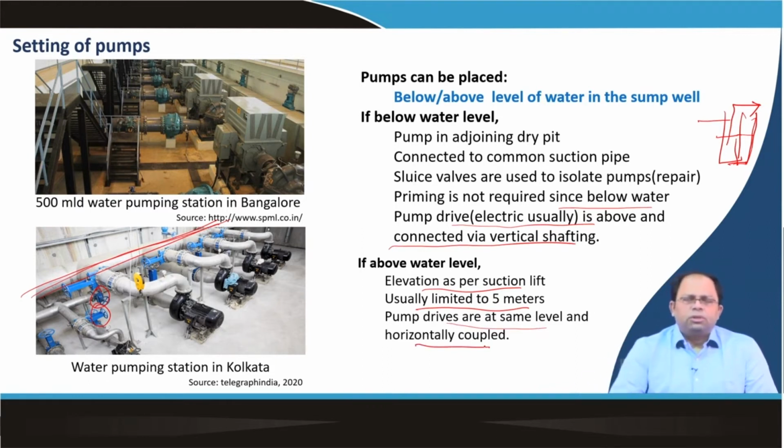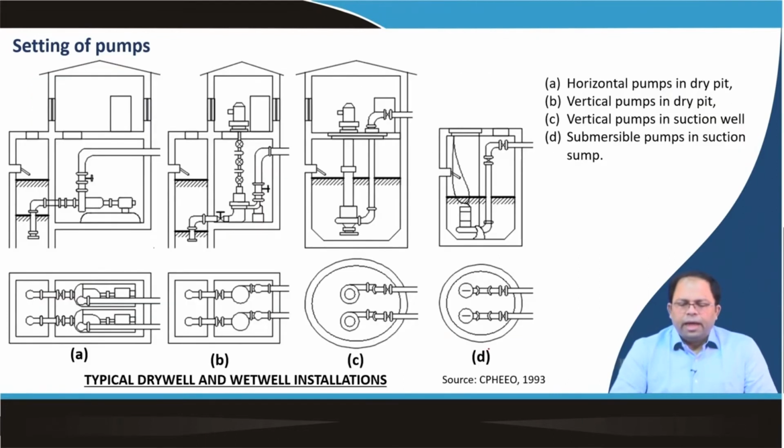So, it depends, there could be so many different kinds of arrangement, and that is actually shown in this particular image. We can see that there are 4 setups, and this is a typical dry well and wet well installation that we see. The first one is a horizontal pump in a dry pit. Over here you can see that this is the dry pit, and this is the sump, and this is the pump.